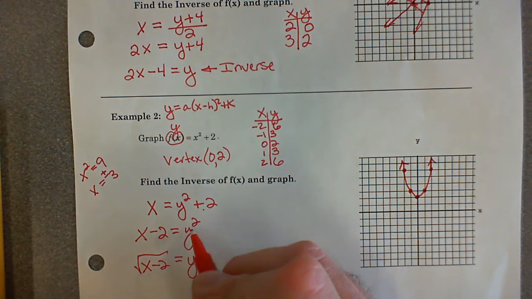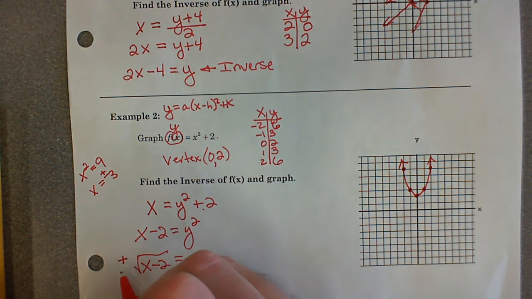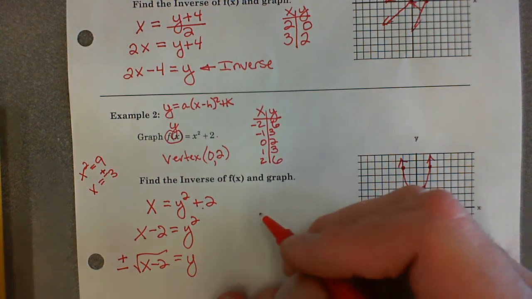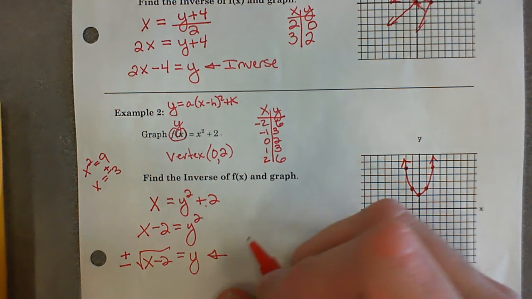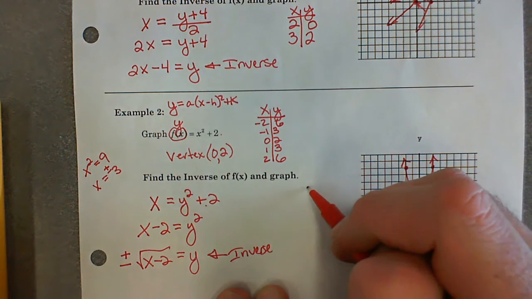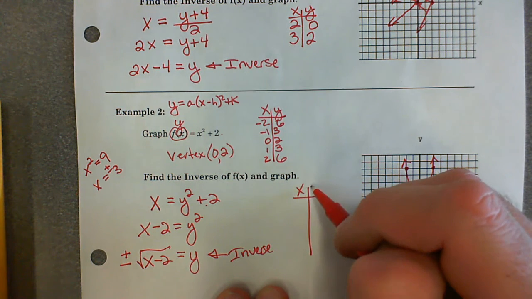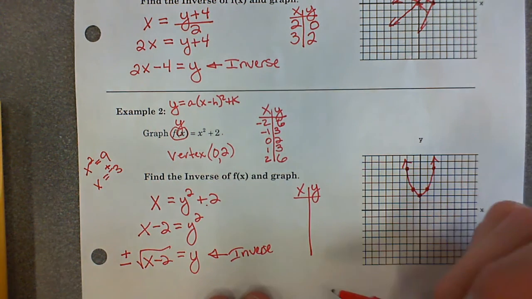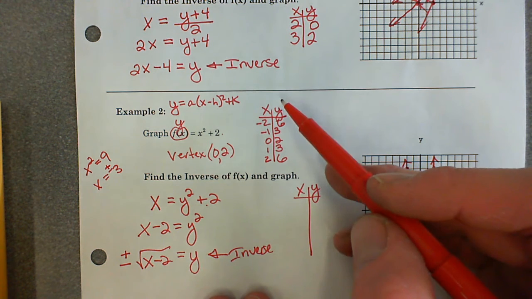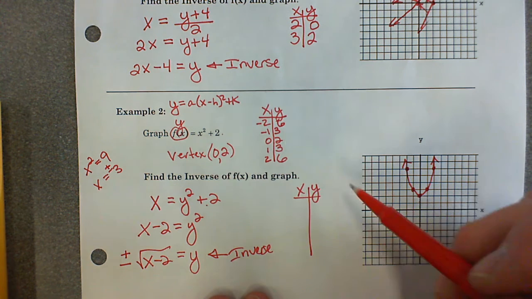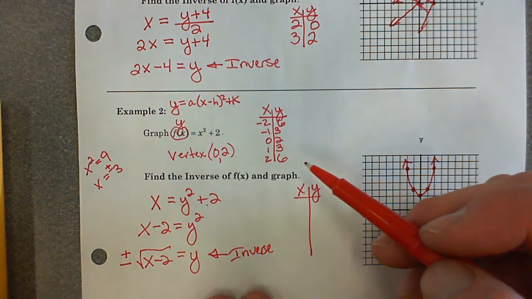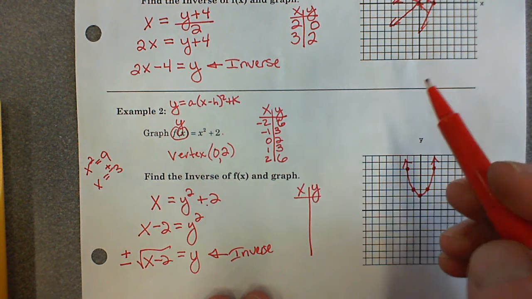So down here, when we take the square root of both sides, we have a positive square root and a negative square root. So this represents the inverse of this function, and let's verify that. Let's make a table of values. In this table of values, remember your y values become your x values, and your x values become your y values. Well, if we notice here, we've got some repeated y values, so we don't need to use all of these.